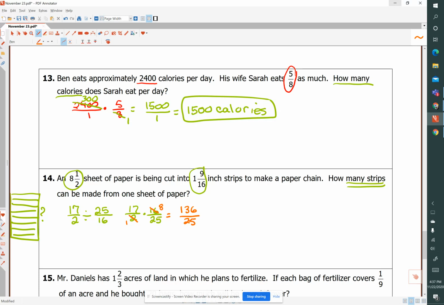And if we divide 136 by 25, 5 times 25 is 125, and we would have 11 25ths left over. So let's think about this. We have 5 and 11 25ths. Now, this is not our answer. Our question was, how many strips? So we cannot have 11 25ths of a strip. We can only count the whole number. So how many strips of paper can we make? We can make 5 strips of paper.